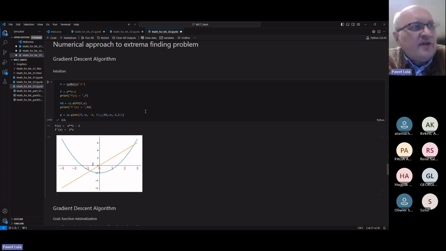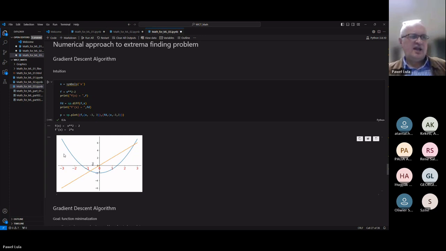And my approach is the following. I know the function describing the first derivative. For this function, it is 2 multiplied by x. Here we have this derivative. And I'm not going to solve the equation, the first derivative equal to 0. I only know the definition of the first derivative.